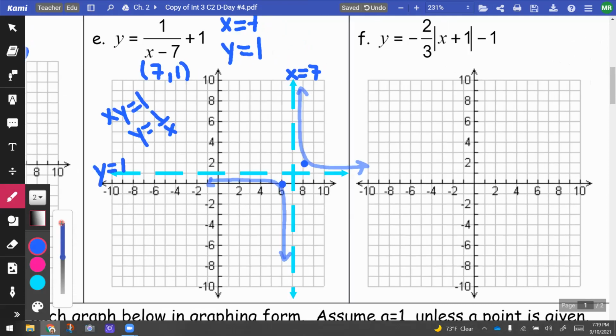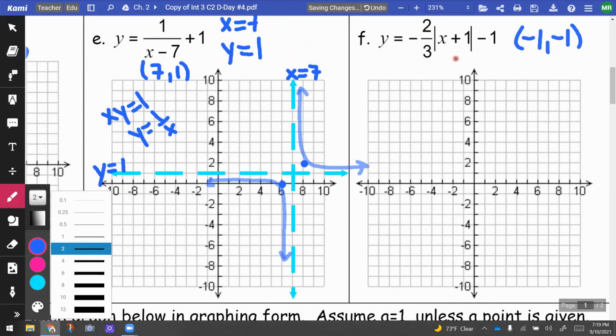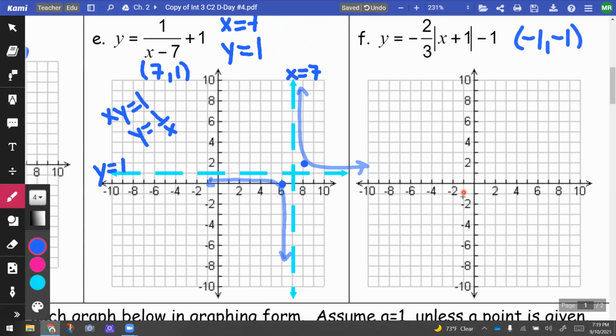Okay, on letter F, this is an absolute value graph, which has an inflection point at -1, -1. So I'm going to go to -1, -1. And then from here, you can kind of think of this as being linear in nature. So this -2/3 is a stretch, but you can think of it as a slope in this case, only for absolute value. So I'm going to go down 2, out 1, 2, 3. And same in the other direction, down 2, out 1, 2, 3.